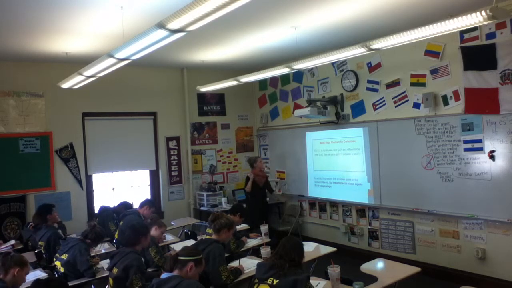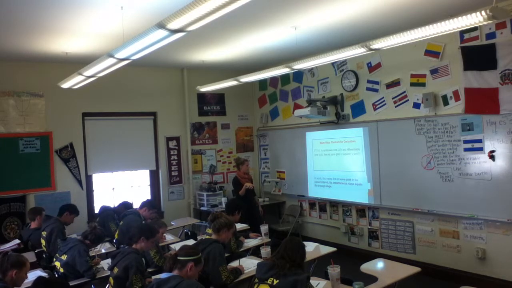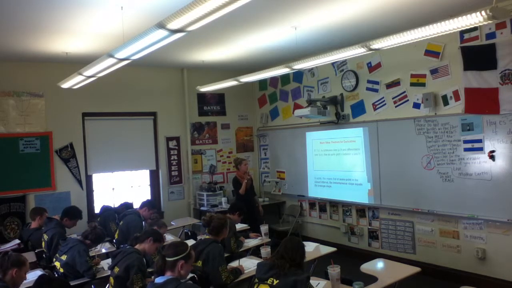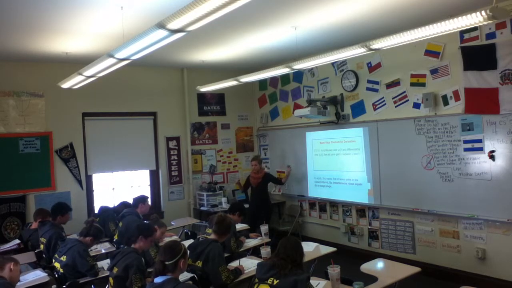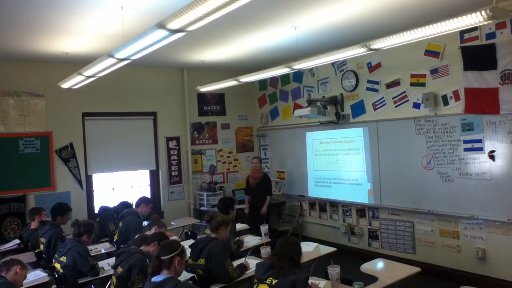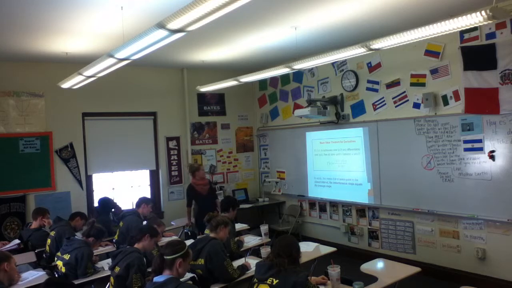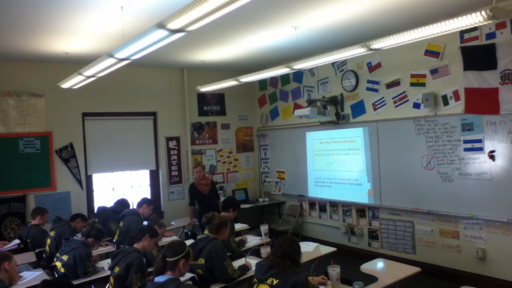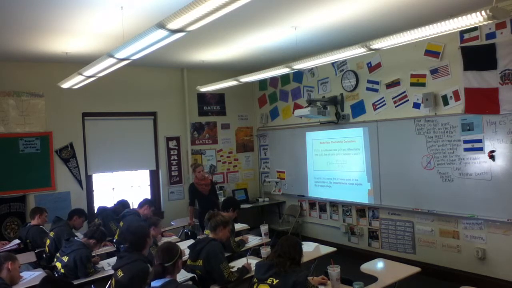If f of x is continuous over the interval a, b and differentiable over a, b, then at some point c between a and b, and that's the hypothesis of the theorem. Here's the actual result of the theorem. Bam! F prime of c equals f of b minus f of a over b minus a. It's a great result.